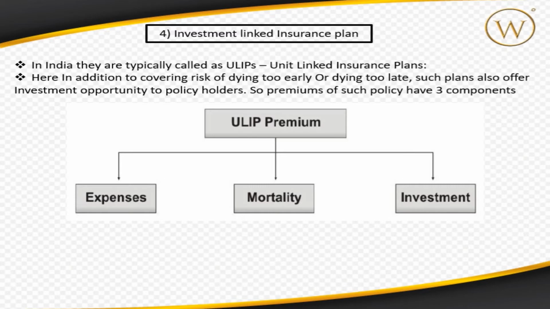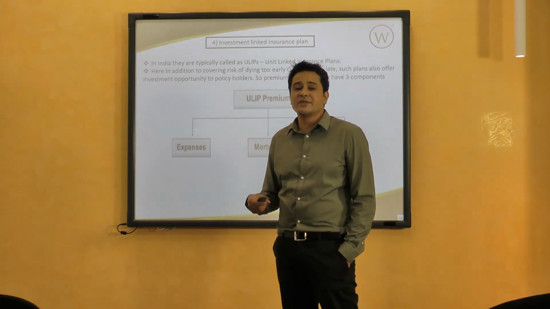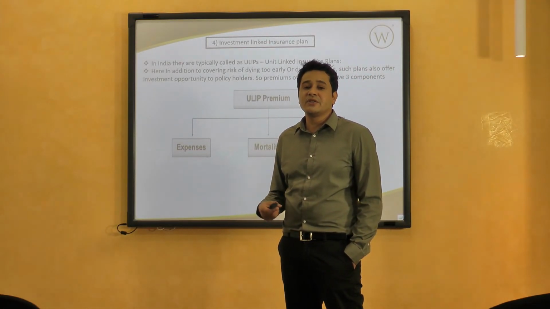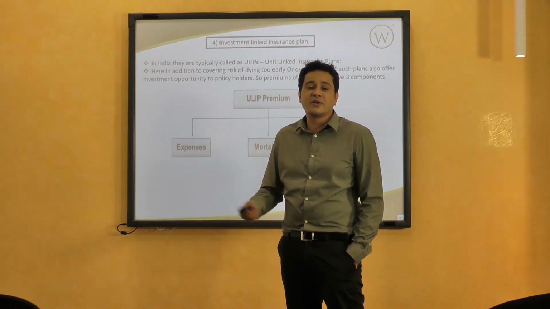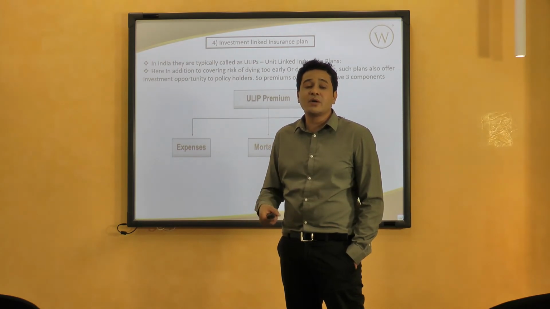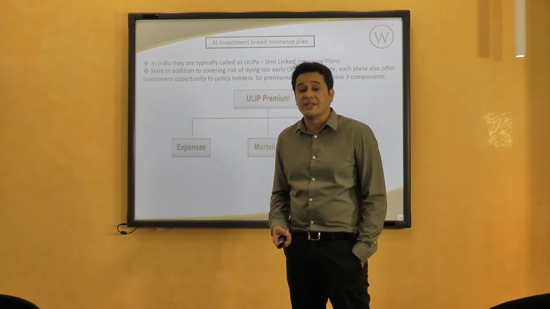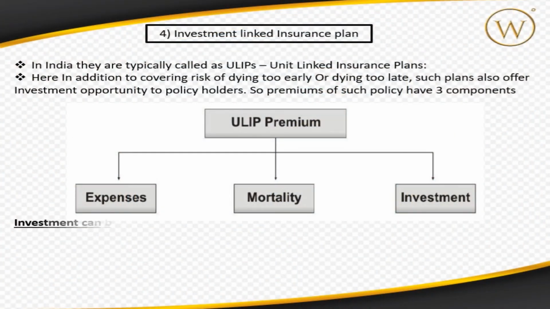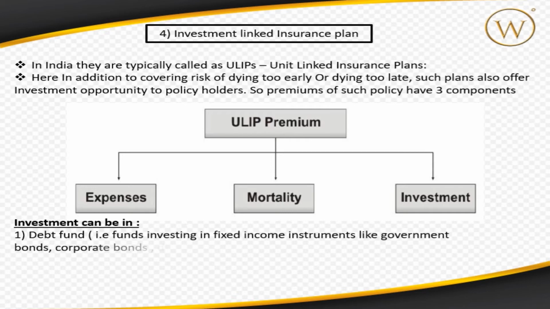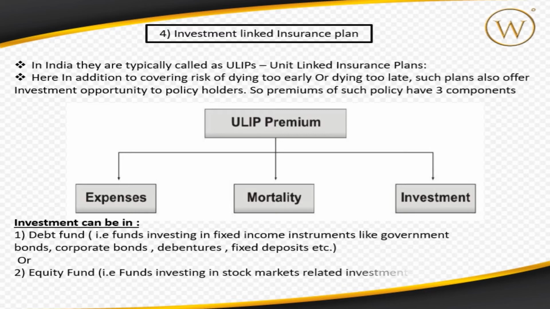A part of the premium is used to cover the expenses to manage the policy. Some part of the premium is used to cover the mortality risk, that is the risk of dying too early or dying too late, just like a normal endowment plan. But a part of the premium is also invested so that they can generate return on investment for the policy holders. Now this investment can be either in debt funds, that is funds investing in fixed income instruments like government bonds, corporate bonds, debentures, fixed deposits, etc. Or it can be an equity fund, that is funds investing in stock market related investments.